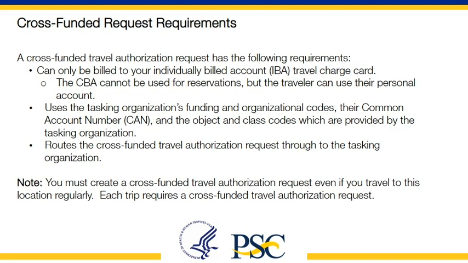A cross-funded travel authorization request has the following requirements. It can only be billed to your individually billed account, IBA, travel charge card. The CBA cannot be used for reservations, but the traveler can use their personal account. It uses the tasking organization's funding and organizational codes, their common account number or CAN, and the object and class codes which are provided by the tasking organization. It routes the cross-funded travel authorization request through to the tasking organization.